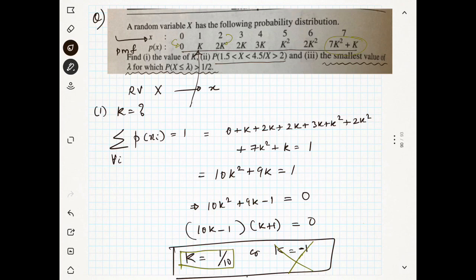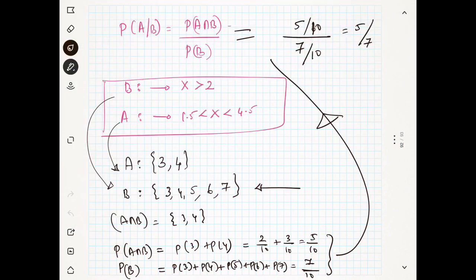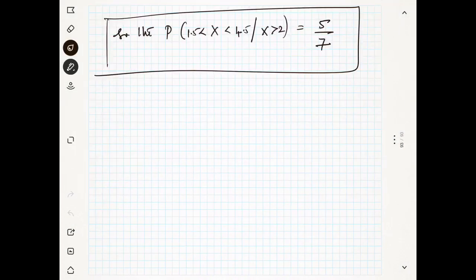The smallest value of lambda for which the probability of x less than or equal to lambda is greater than 1 by 2. That means find the lambda in such a way that, this is the third part of the question, the probability of x less than or equal to lambda is greater than 1 by 2. We will see for all the values.